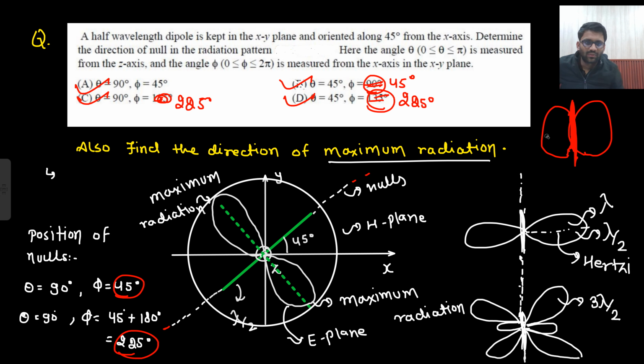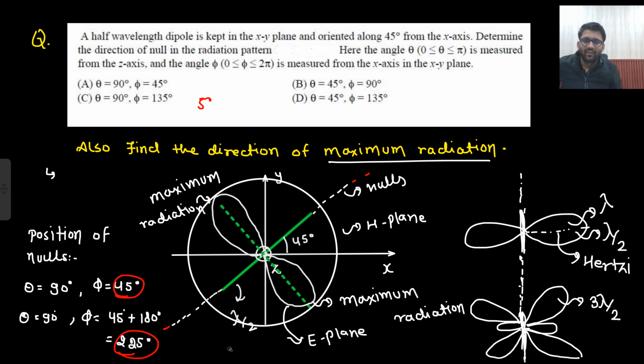Let's keep them in boxes only. Let's remove it off and let's not make this better. Now I need to find the position of maximum radiation. So what is the position of maximum radiation?